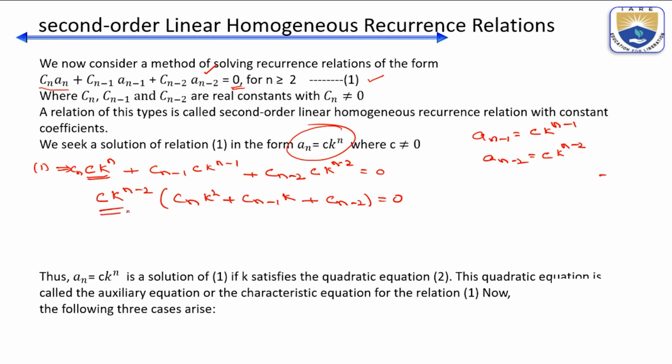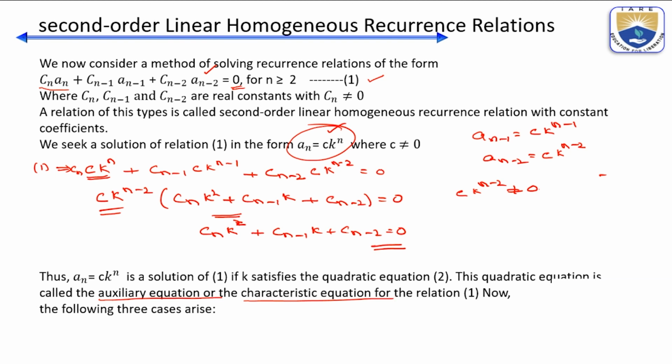Here, either this is equals to 0 or this is equals to 0. So here k to the power of n minus 2 is not equals to 0, because we are assuming the solution which is of this form, so there is no question of it becoming 0. Then we have the other one: Cn k square plus Cn minus 1 k plus Cn minus 2 equals to 0. This equation is known as the auxiliary equation or characteristic equation of equation 1.